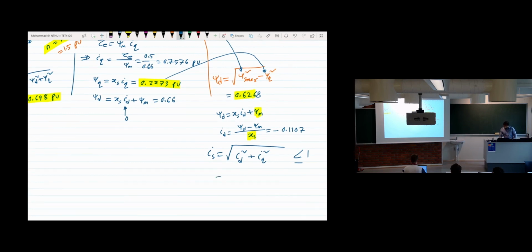So what we see here is the stator current, with the negative d-axis current and the q-axis current that we calculated, which is 0.7576, and it gives us something like 0.7656. So we got the stator current, which is less than 1. This means we can have this operation after applying the field weakening algorithm here.